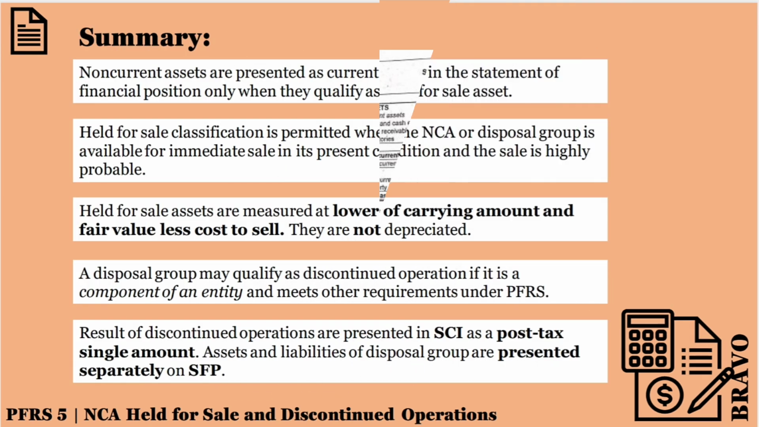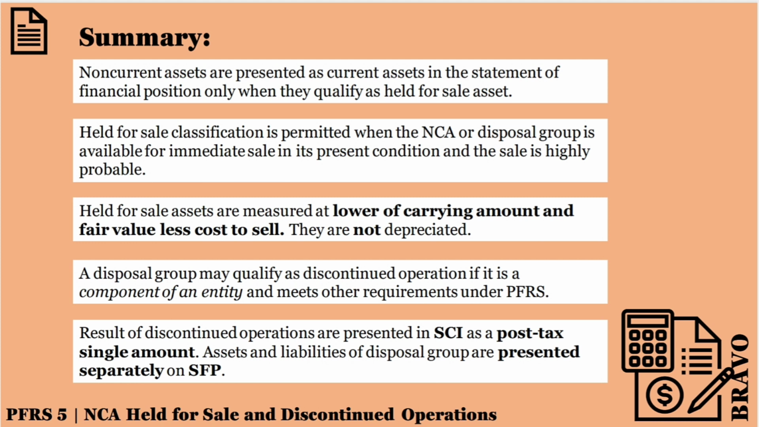Let us summarize what we have learned today. Non-current assets are presented as current assets in the Statement of Financial Position only when they qualify as held-for-sale assets. Held-for-sale classification is permitted when the non-current asset or disposal group is available for immediate sale in its present condition and the sale is highly probable. Held-for-sale assets are measured at the lower of carrying amount and fair value less cost to sell. They are not depreciated.